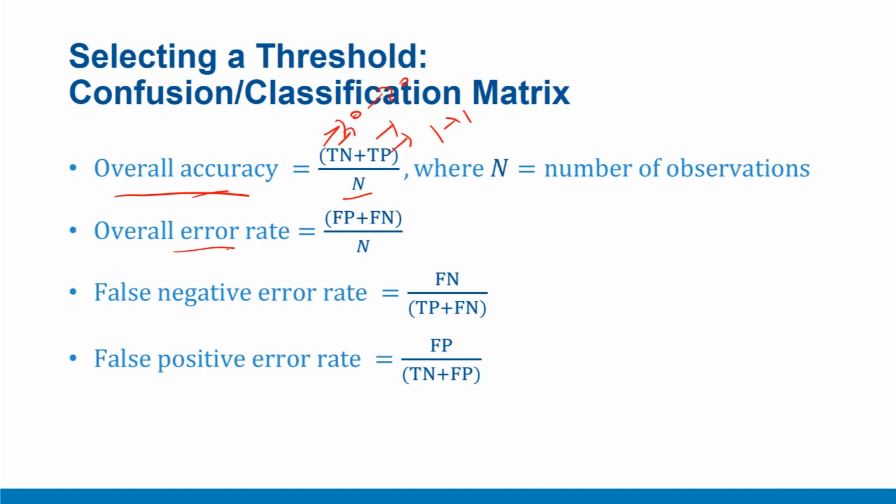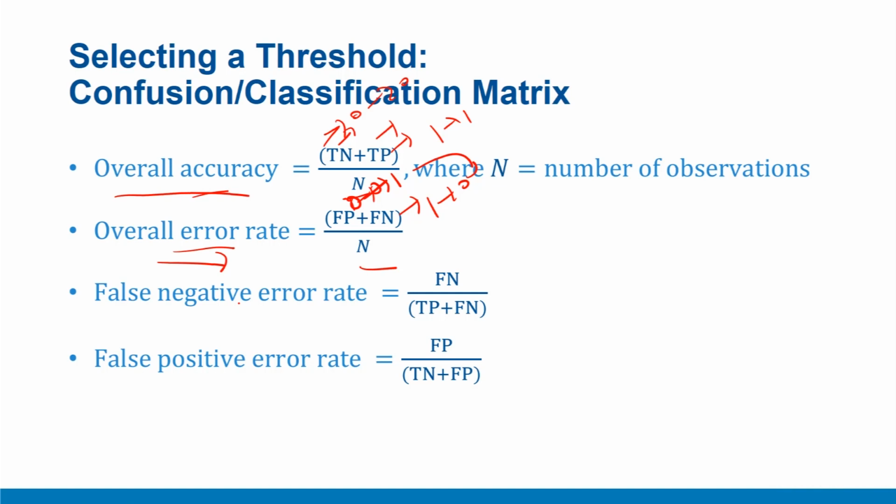Similarly, overall error rate. So false positives, those are zeros that are incorrectly classified as ones, and false negatives, those are ones that are actually classified as zeros. So both are inaccurate classifications divided by total number of observations. So this is our overall error rate.